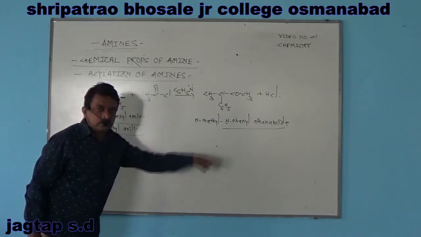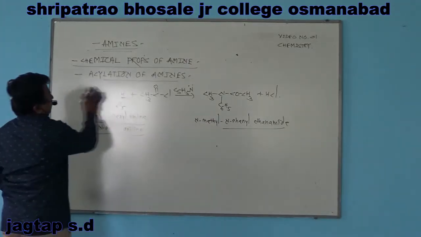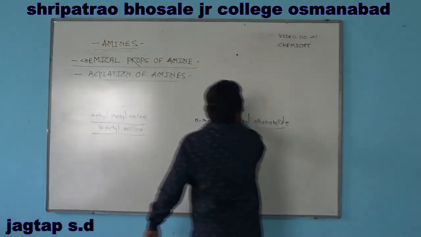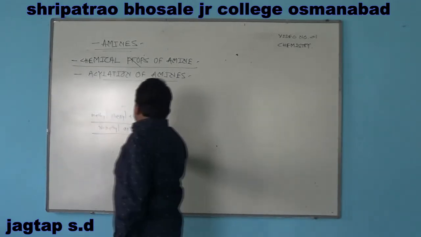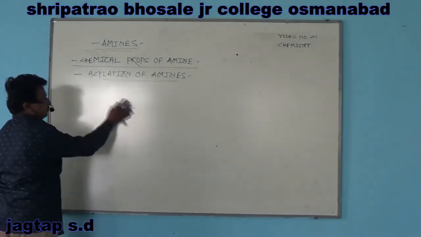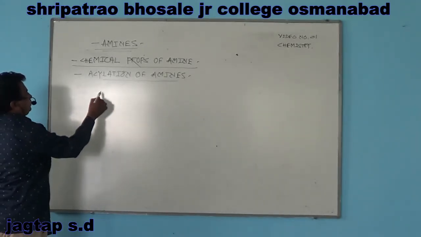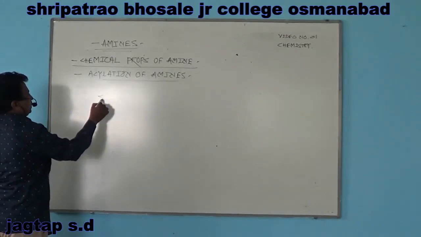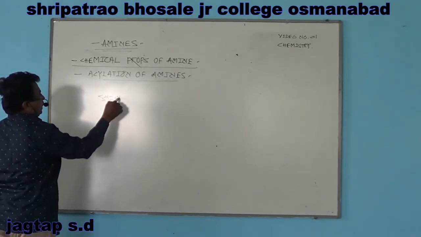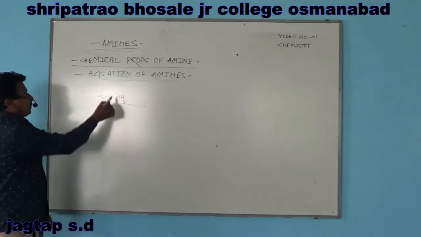This is called acylation of amine. Therefore, in acylation, acetic anhydride is also used as acylating reagent. When the primary amine is C2H5NH2, it is a primary amine.